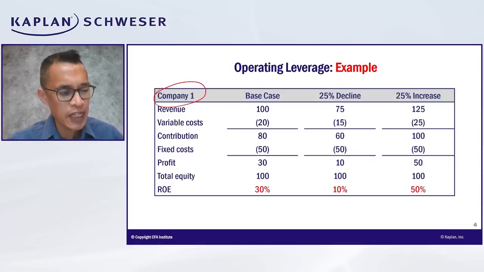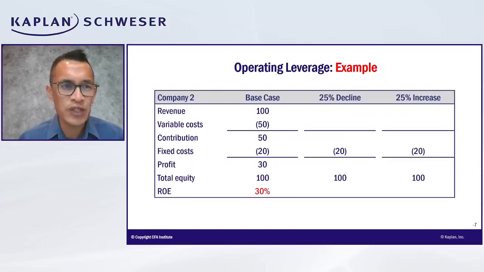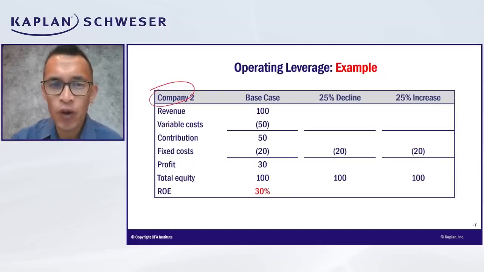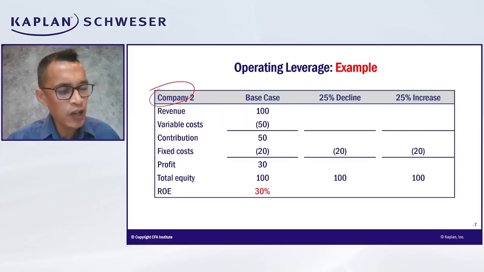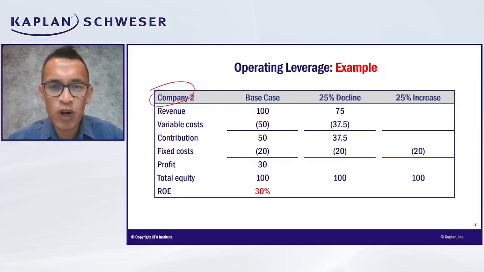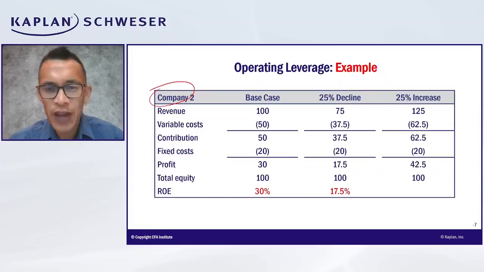Let's continue here and look at company 2 and then do a comparison. Okay, so this is the same thing here, but let's see how the effect operates based on differing fixed costs. All right, now the 25% decline in sales, of course, is going to lead to a revised profit of 17.5 and an ROE of 17.5%. Correspondingly, the 25% increase in sales leads to a revised profit of 42.5 and an ROE of 42.5%.